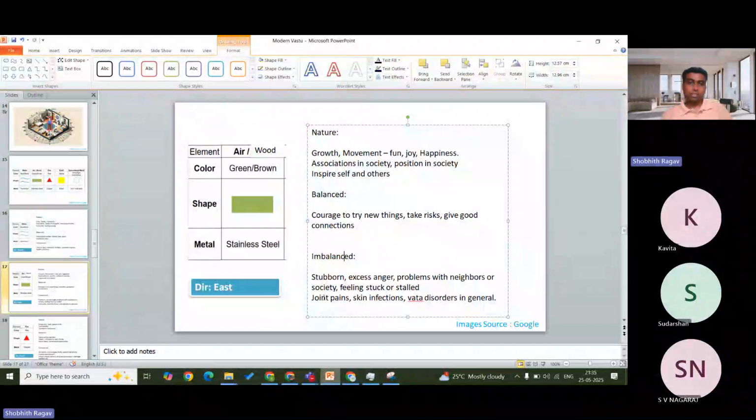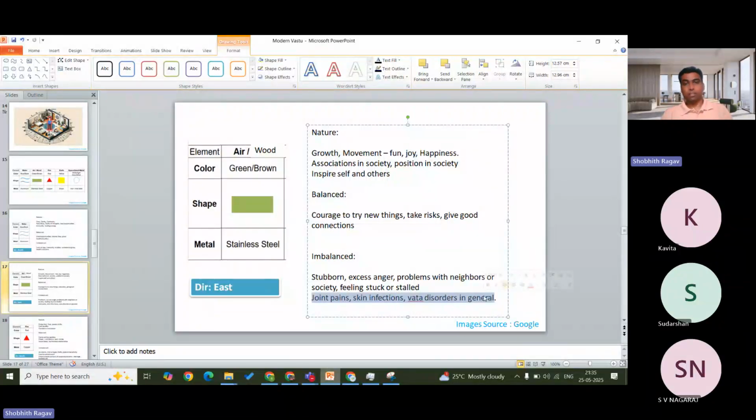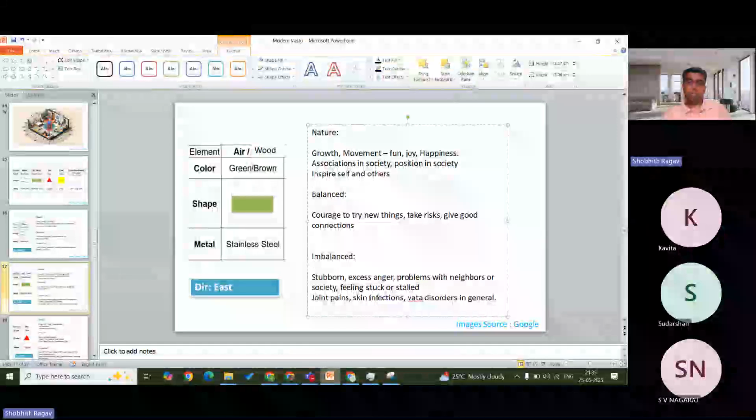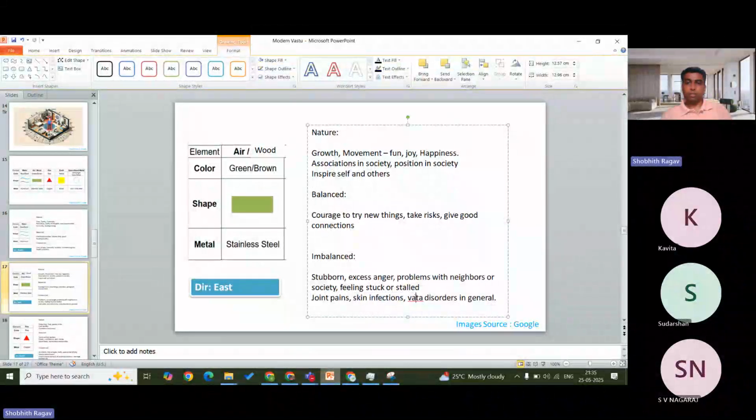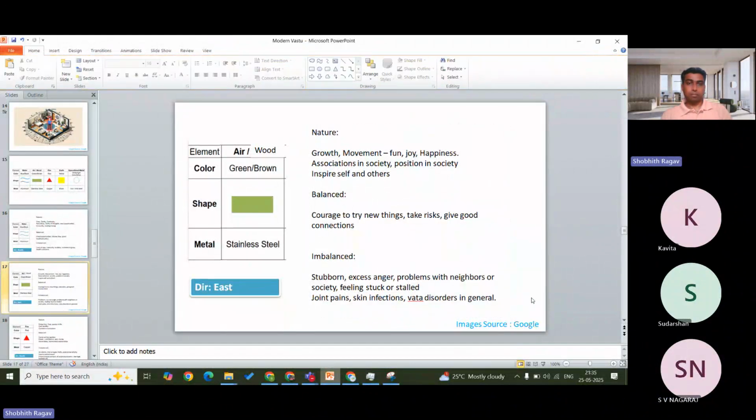So generally, those Vata disorders, right, in Ayurveda they say Vata disorders. Whatever corresponds to Vata disorder, all these issues it can give. It can give you arthritis. It can also give you anxiety issues, because it's all Vata, no? Everything is connected to the air element. So these kinds of issues it can give. Okay, so this is about the air element.